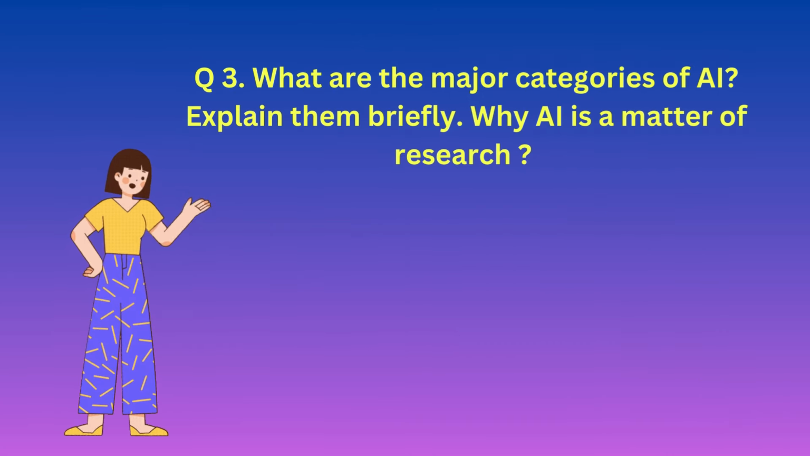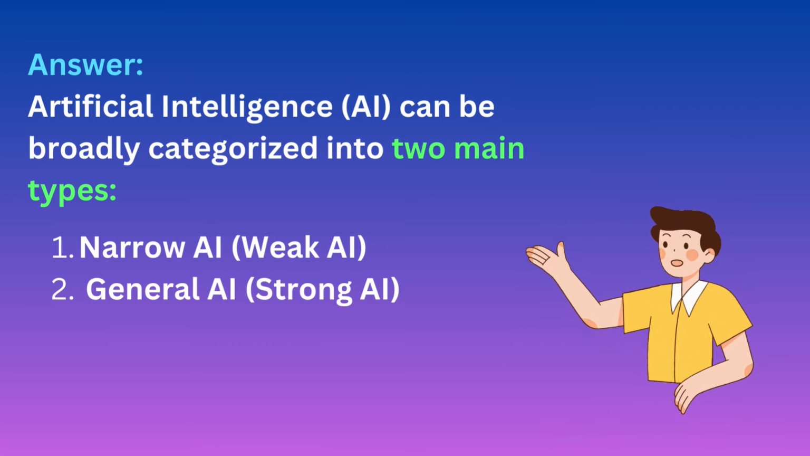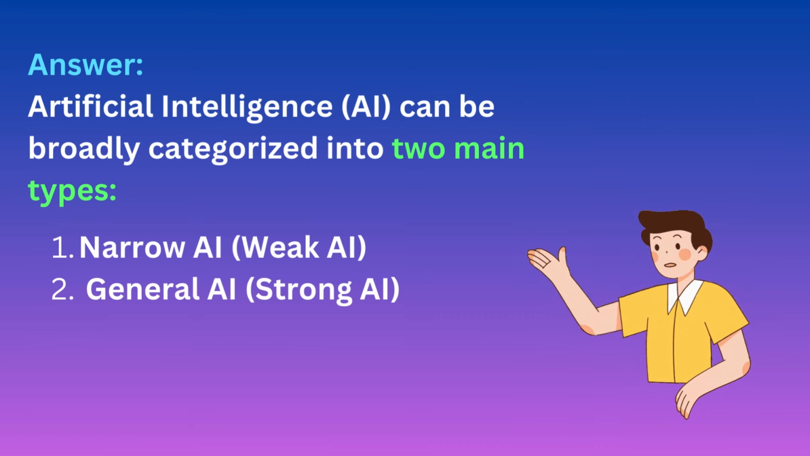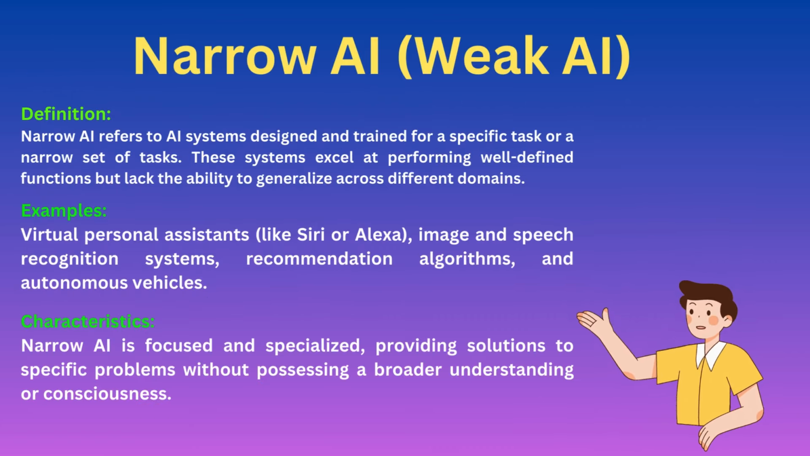Question 3. What are the major categories of AI? Explain them briefly. Why AI is a matter of research? Answer: Artificial intelligence (AI) can be broadly categorized into two main types. 1. Narrow AI, weak AI. 2. General AI, strong AI. First, narrow artificial intelligence, weak AI.